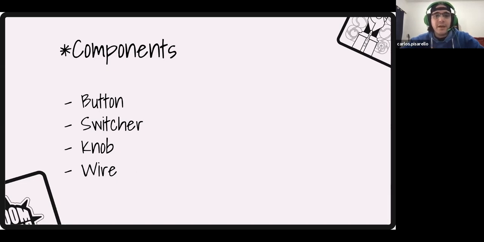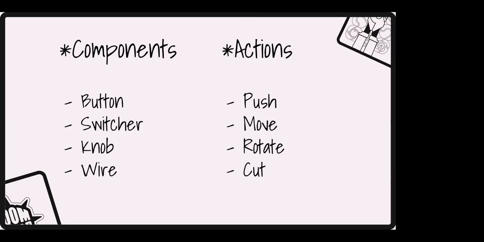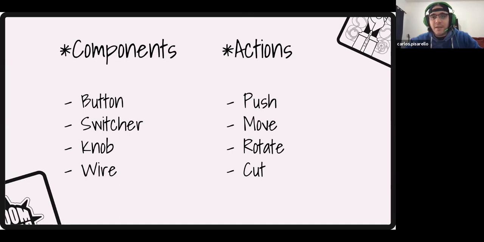So the first thing I thought about was components, but the player needs some actions to activate those components. So the second thing I thought about while I was showering was actions. For each one of those components, you need to have an action. If you want to activate a button, you have to push it. If you want to activate a switcher, you have to move it. If you want to activate a knob, you have to rotate it, and you can cut the wires. Okay? This was the basic concept, the seed of the game I wanted to create.